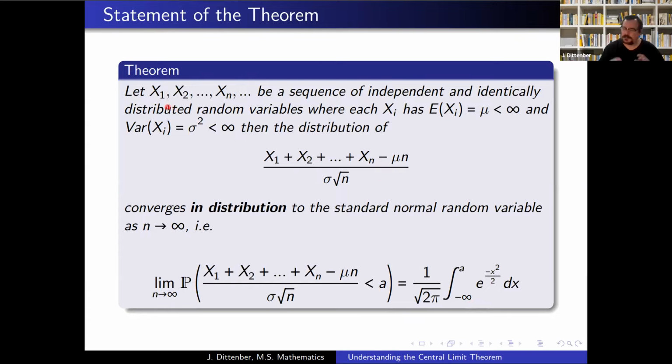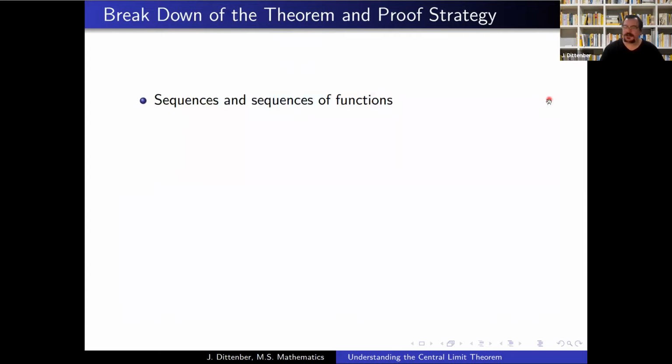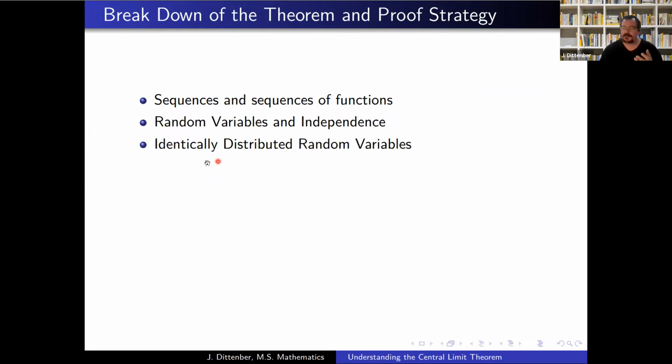Before we get into the details of what this expression is, the first thing we need to understand is sequence. So that's where we're going to start today. We're going to look at what a sequence is. A sequence can be convergent or divergent. We'll look at what it means for a sequence to be convergent and divergent, and then we'll have to talk about sequences of functions. Then we're going to talk about what a random variable is and what it means for random variables to be independent. Then we'll get into what it means for them to be identically distributed.